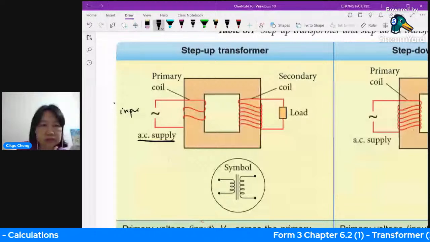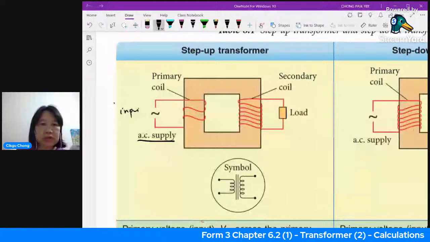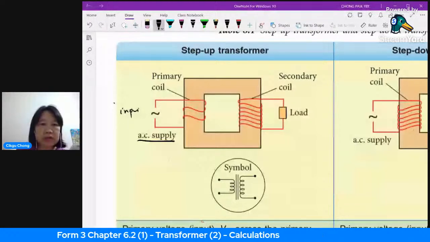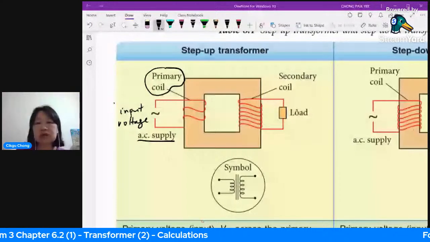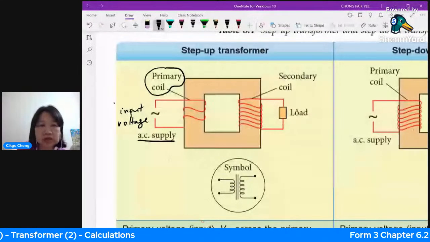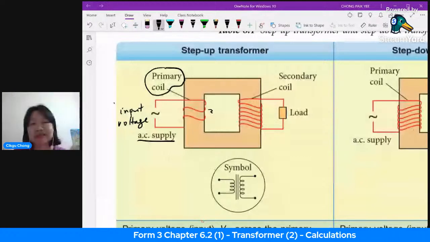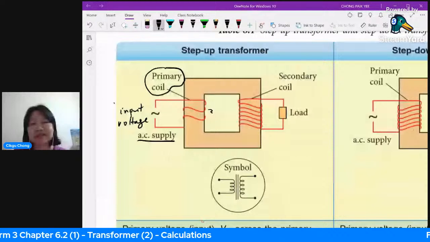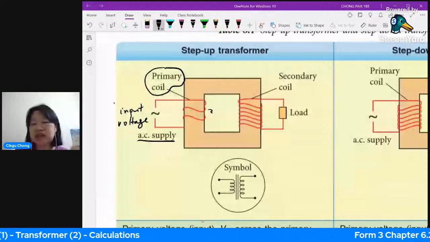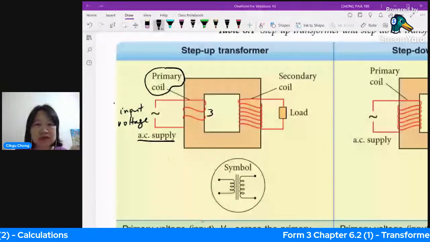So the primary coil depends on the number of primary coil turns. It means how many times you wind the wire around this side of the iron core. You can see clearly here 3. Just for simple understanding, it won't be just 3. You don't have a transformer that just has 3 coils on one side. There will usually be hundreds of turns, or even thousands.